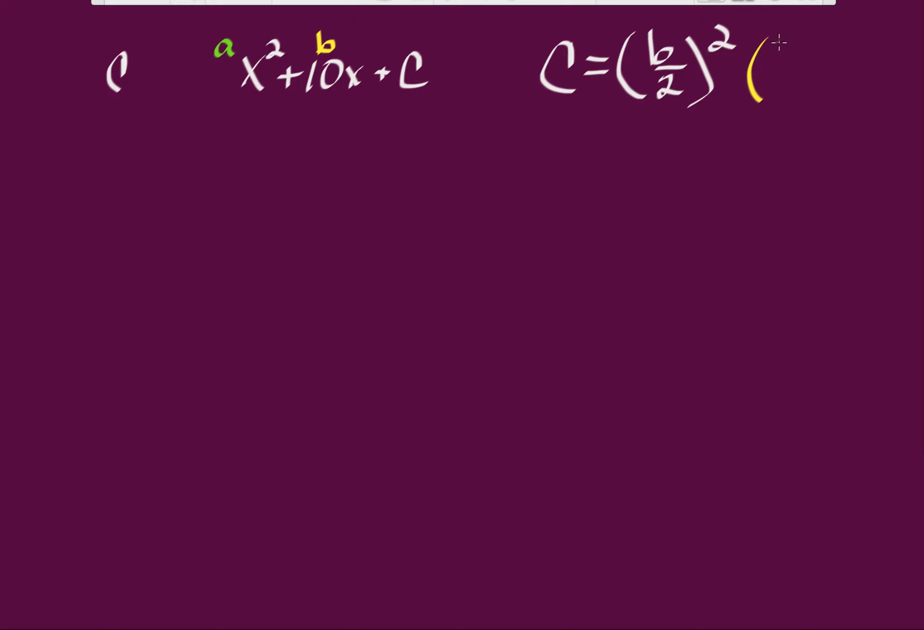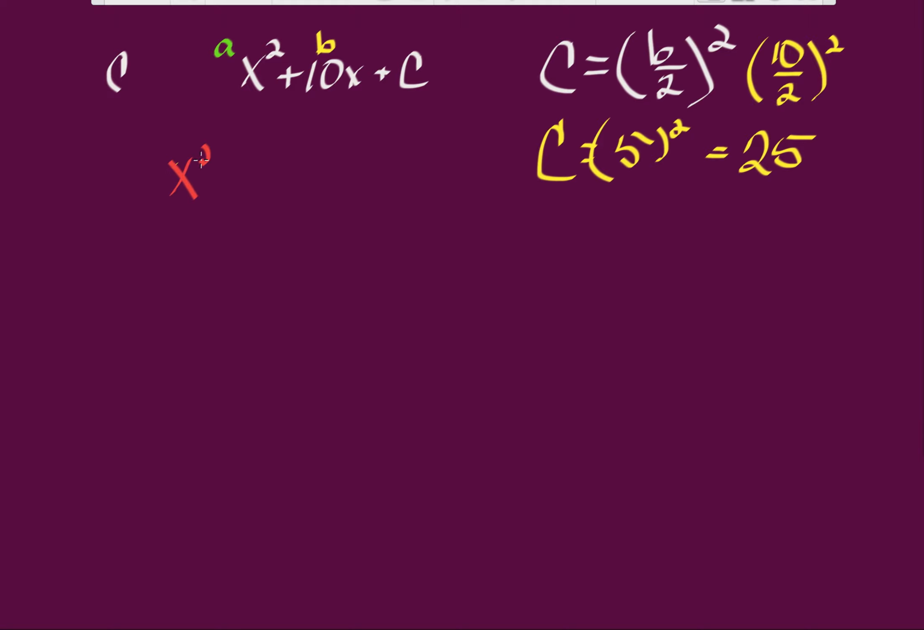And we've got 10, because there's no negative in front of it, divided by 2. And we're going to square it. Well, 10 divided by 2 is 5, so 5 squared is 25. So C equals 5 squared, which is 25. Sorry about that 5 over there, it looks really ugly. But now that we know that C is 25, we'll say that it's x squared plus 10x plus 25.